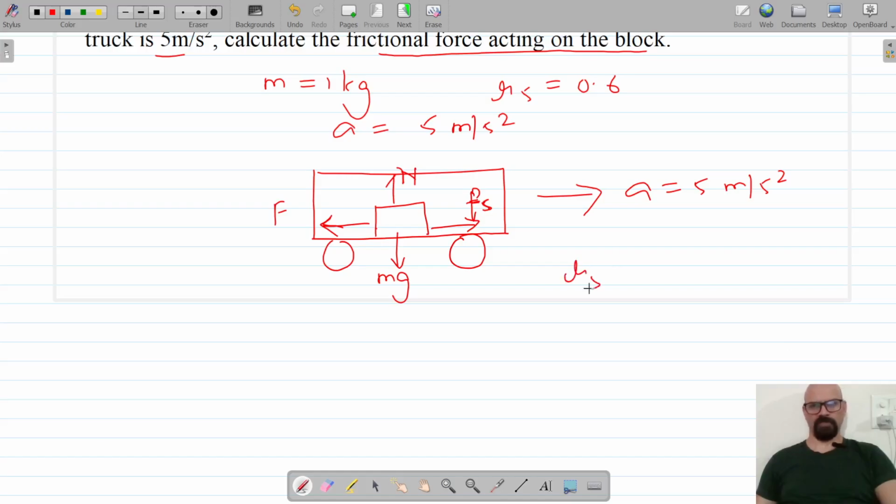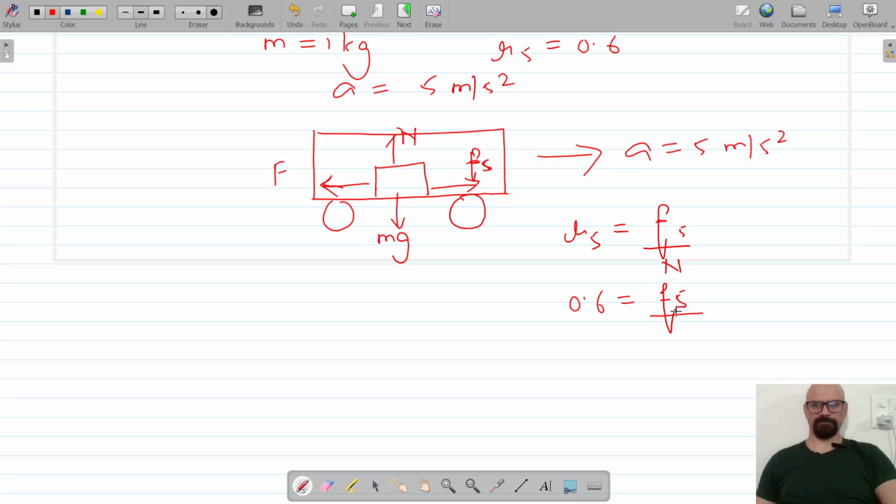Now we know that the coefficient of static friction is given by the force of static friction divided by the normal. So this is 0.6, and the force of static friction is the maximum value of friction, and here the normal is m into g, mass is 1, let's take g to be 10. So if we cross multiply this, the static force is 6 Newton.